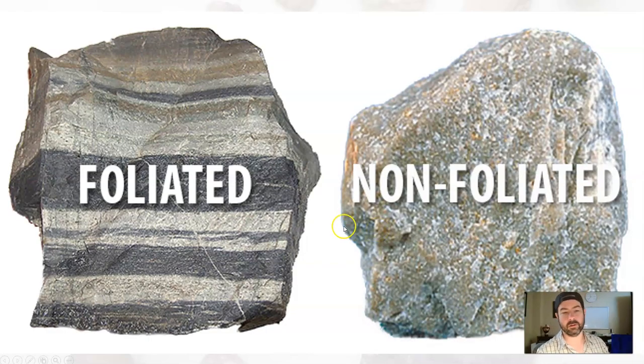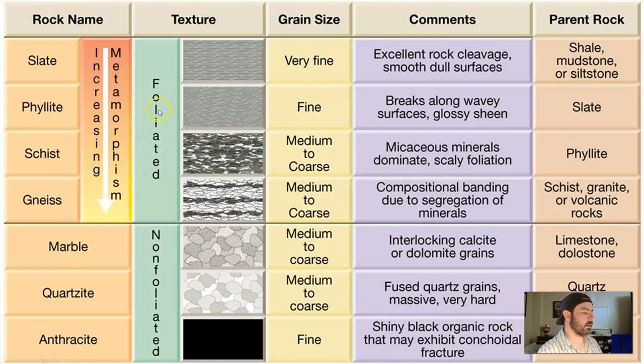Maybe here's a little bit better look. All right, again, you can really see the lines of minerals that banded together. So foliated, non-foliated, there's no lines or no layers. Okay. So when we're looking at and trying to identify metamorphic rocks, that's the first thing. We break it down from there.